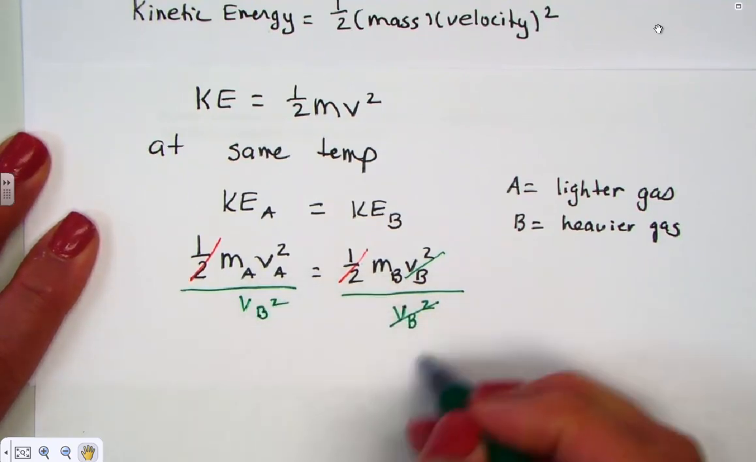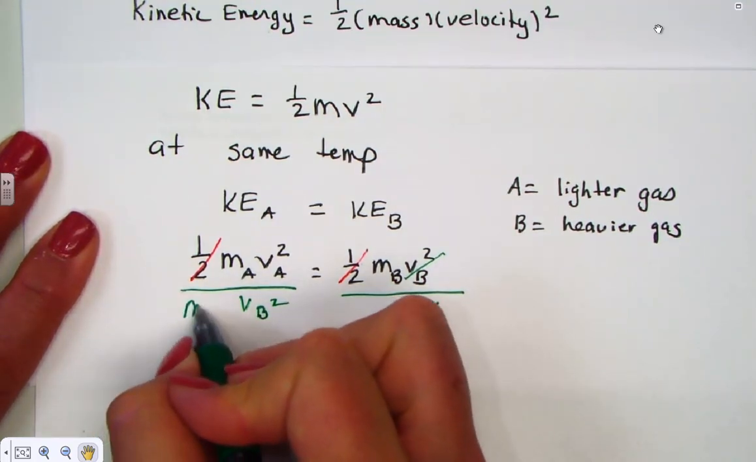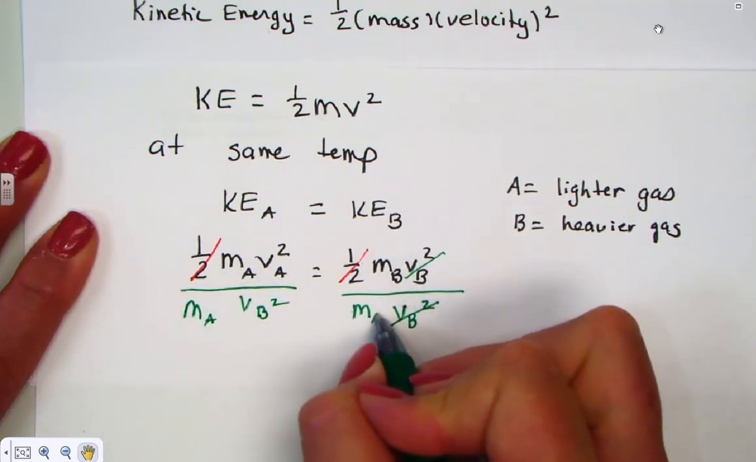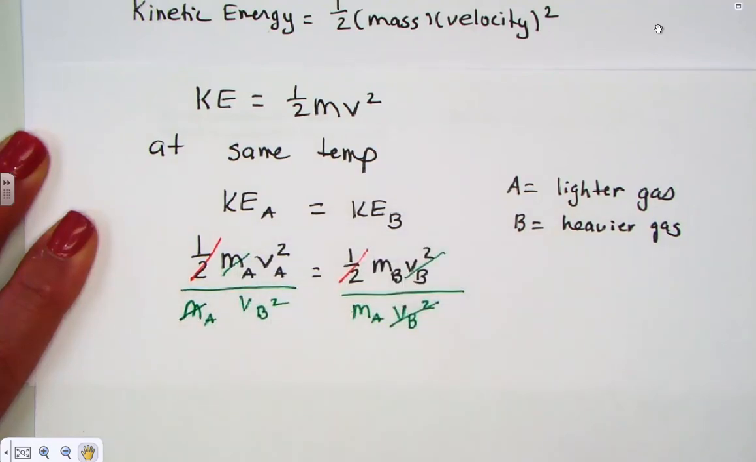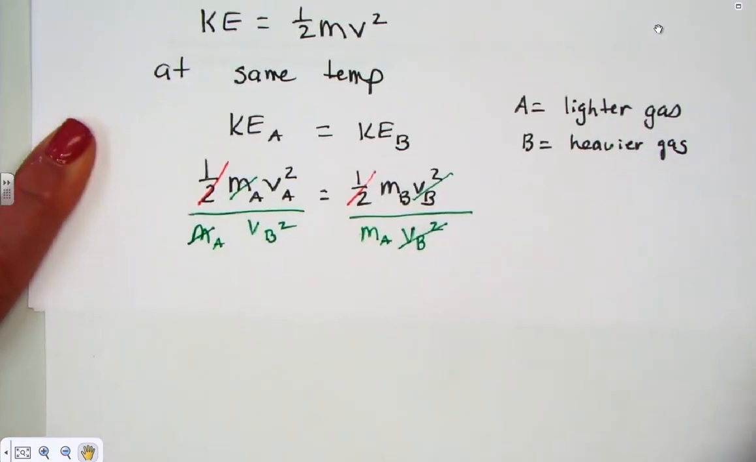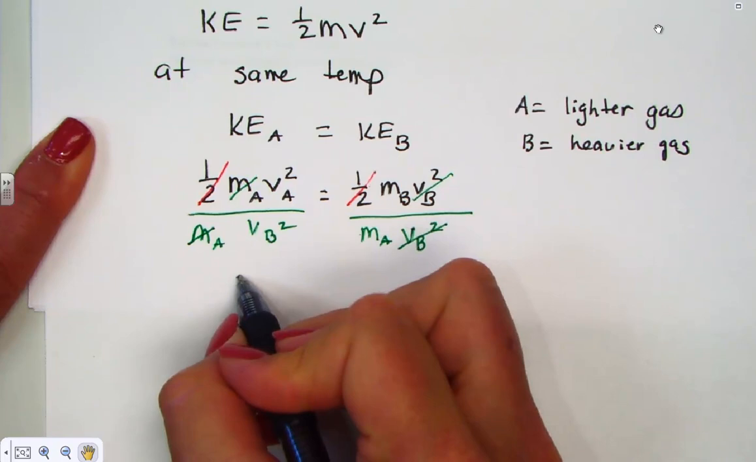And I also want to bring the m's over to the other side. So again, let's divide both sides by the mass of the gas A. See what's happened? These have now canceled. Let's rewrite, kind of clean it up. What do we have so far?